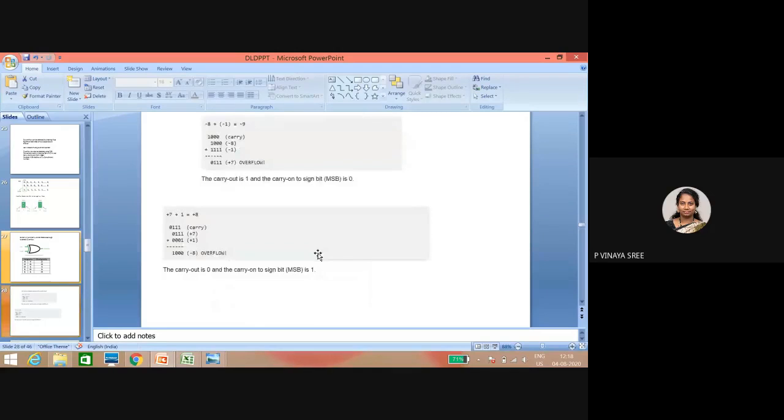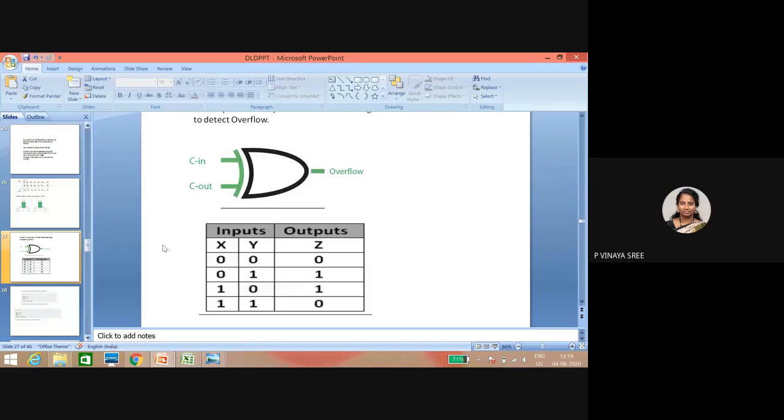Let me show an example. Is overflow on or off? Is overflow detected or not detected? Leave the XOR gate aside. Here we have two negative numbers, but the result is positive. By seeing this, human beings can understand that there is an overflow, but how will the system know? With the help of the XOR gate.